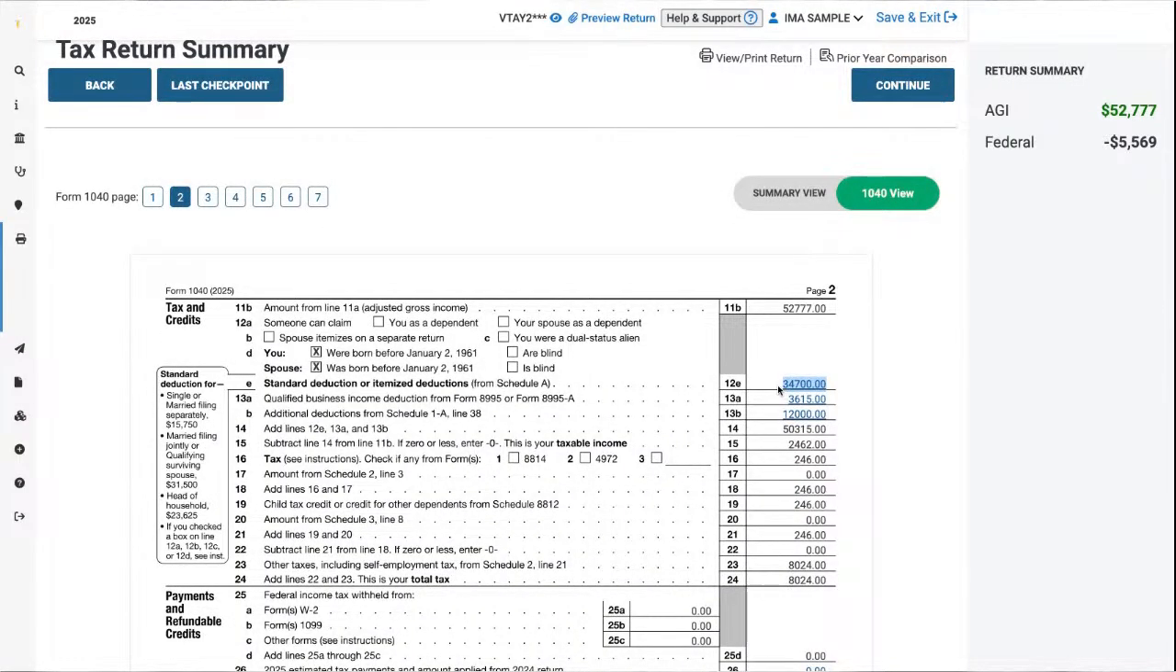And here is where they're putting my standard deduction. I think this should be the right number. Yeah, itemized. I don't have any itemizations. Yeah, it seems to be a little different than what... Oh, okay. Let me go back here real quick. Hold on.